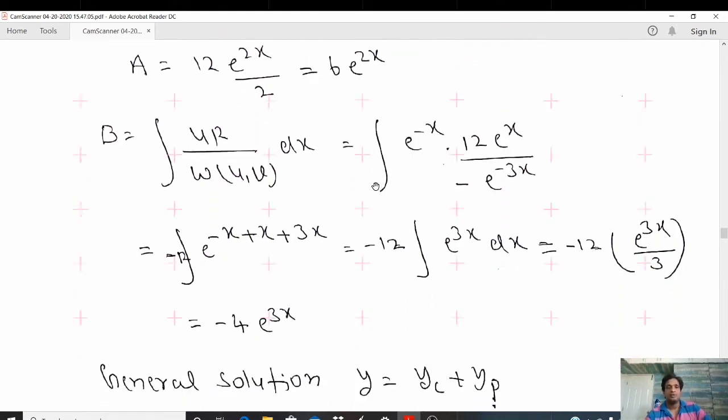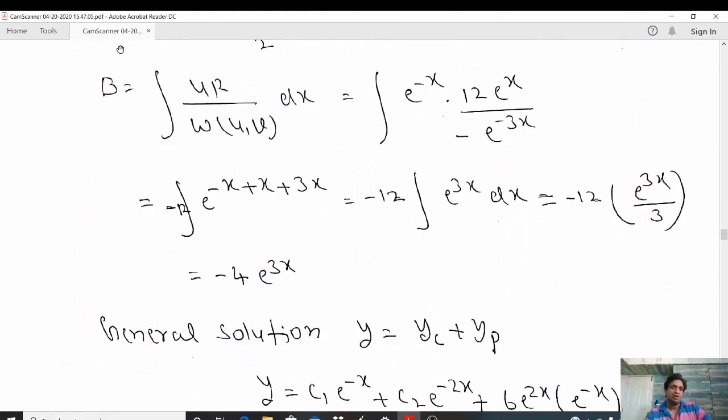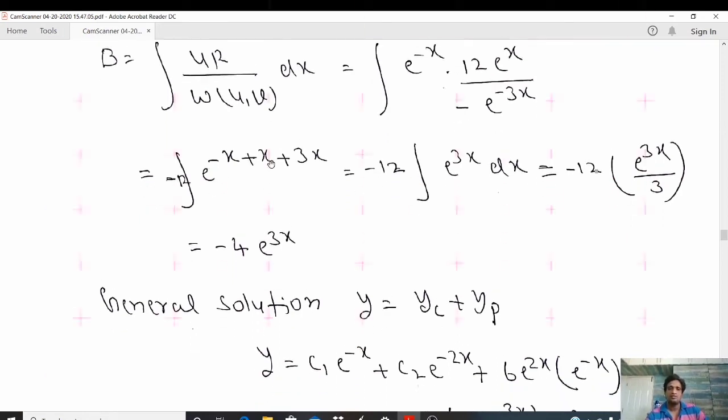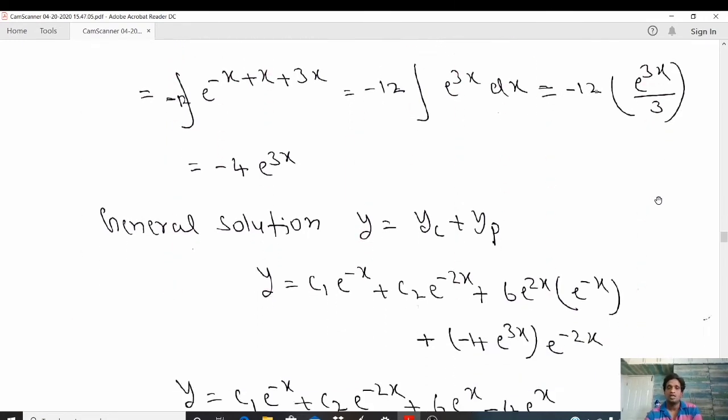Now the b value, b is equal to the integral of u r by the Wronskian of u comma v. That is, u is e power minus x, r is 12 e power x, by minus e power minus 3x. So here also, if you simplify, this value becomes minus 12 e power 3x dx. That is equal to minus 12 e power 3x by 3. The total value becomes minus 4 into e power 3x.